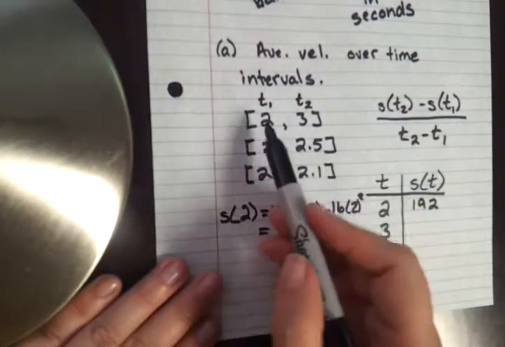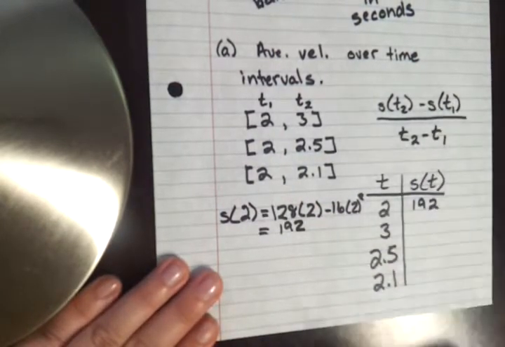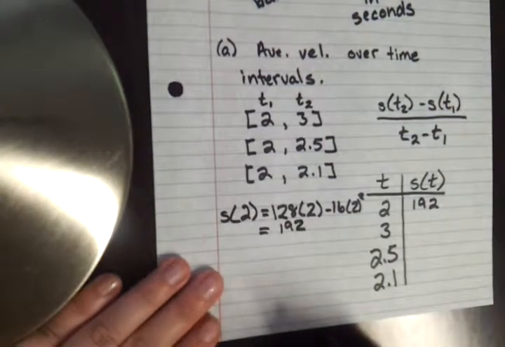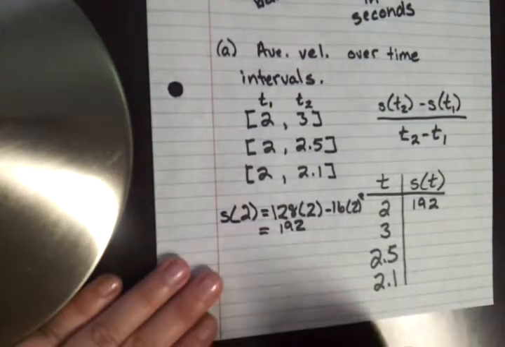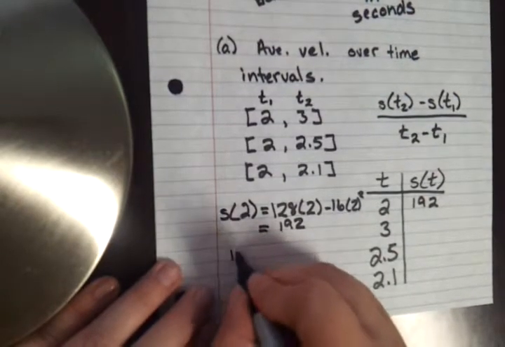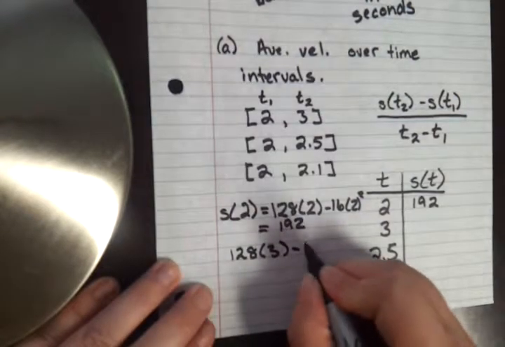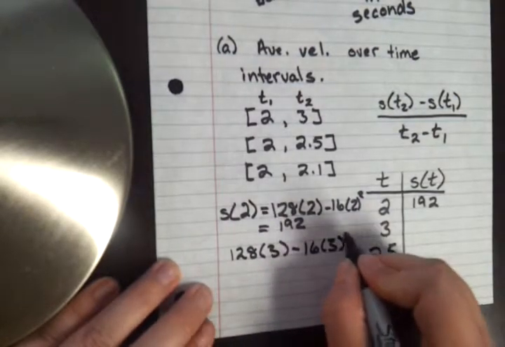So now when we're doing T1s, all we have to do is plug in that 192 any place we see a T1. Same thing for s of 3. You're going to wind up with 128 times 3 minus 16 times 3 squared.